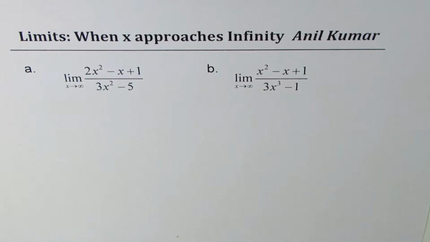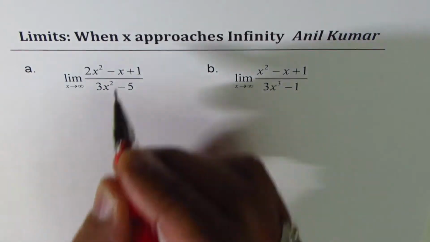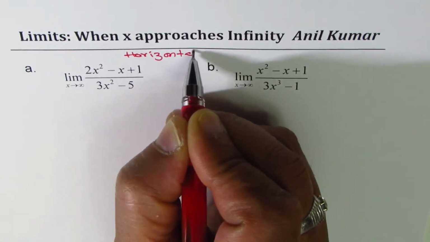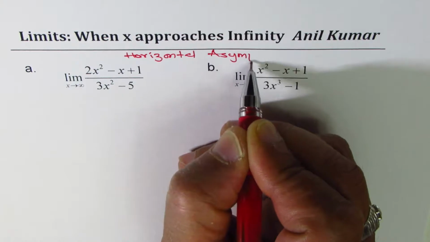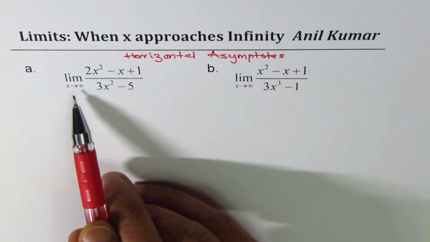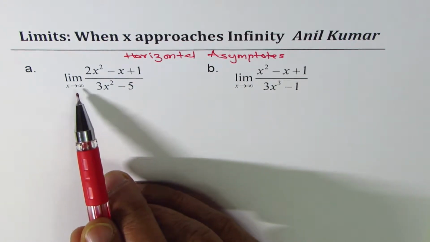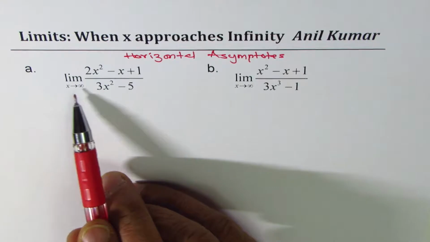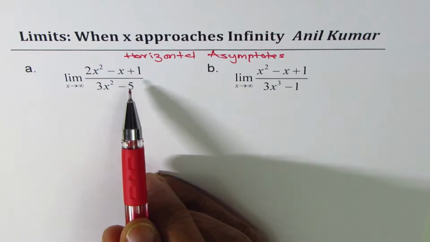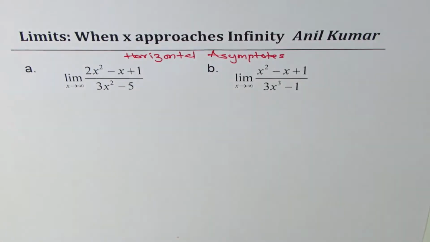approaches infinity. I've discussed this topic also under the heading of horizontal asymptotes. So, horizontal asymptotes: if x is approaching a large negative or positive value, which we write as negative infinity or positive infinity, does the function approach a real value? If it does, then that becomes the horizontal asymptote for the function, right? Now let us see how to use limits to find horizontal asymptotes.